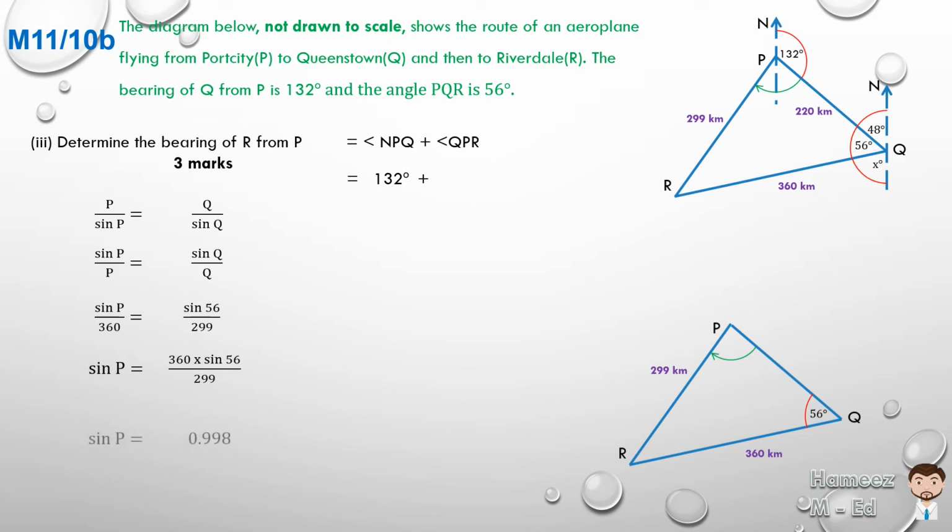Sine P is equal to 0.998 according to our calculators. So if you want to find P, carry the sine across, make sure our calculators are in degrees. So sine inverse or arc sine 0.998 is equal to 86 degrees. As such, we can substitute that. So it will be 132 degrees plus 86 degrees. Our bearing of R from P is 218 degrees.